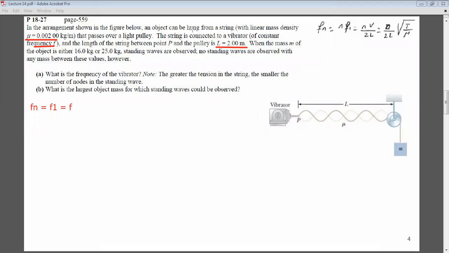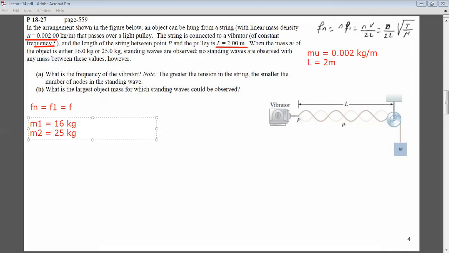Okay, so I have mu, let's put it here, 0.002 kilogram per meter. I have L equal to a given number of meters, and I have frequency is constant. When the mass of the object is either 16 or 25, standing waves happen. So when I have M is equal to 16 kilogram, this is M1, or M2 is equal to 25 kilogram, standing waves are observed. No standing waves are observed with any mass between these two values.